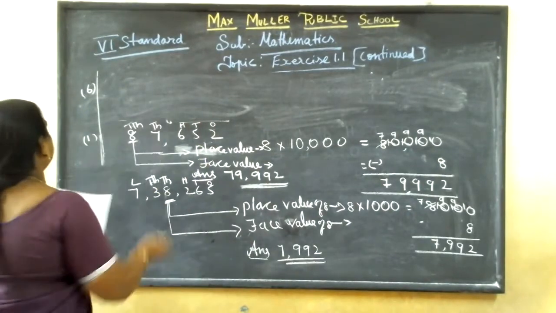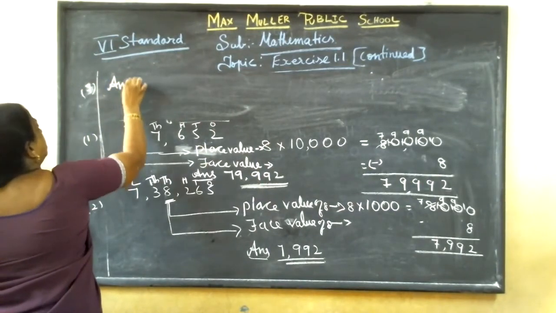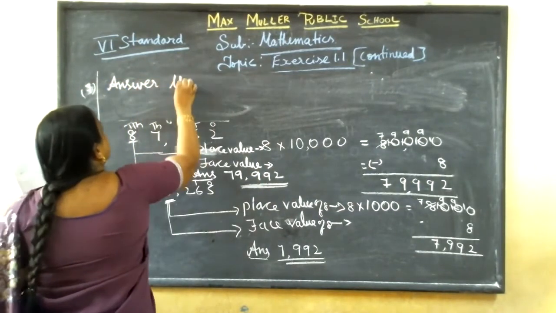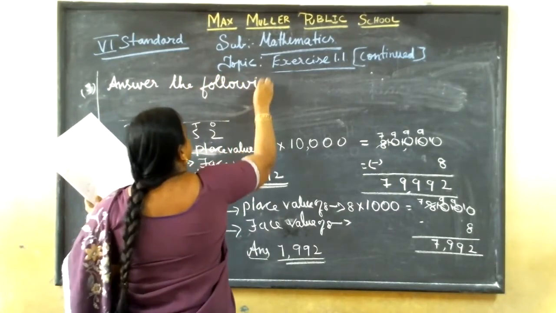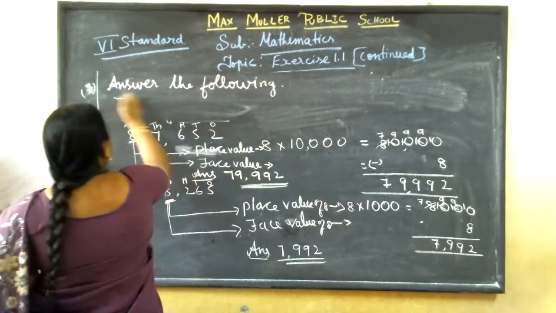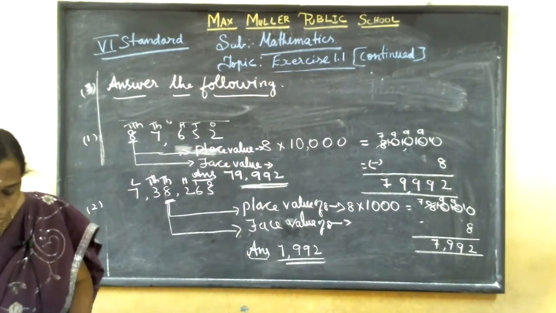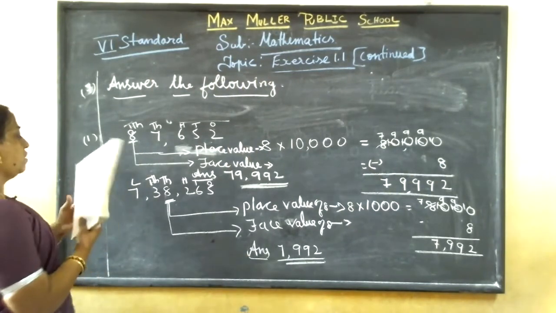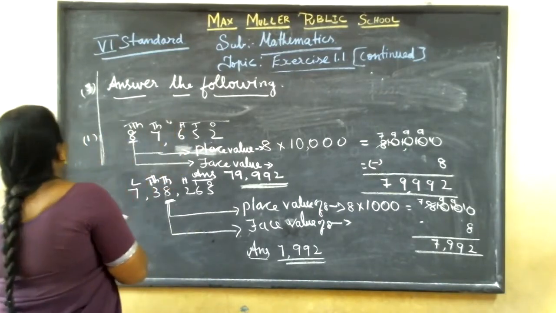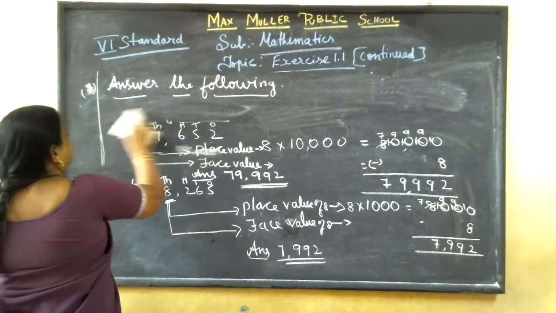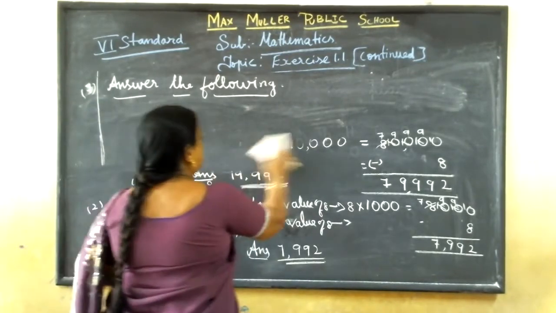Answer the following. Question number 7. Totally 4 questions are there in that main. I'll do all 4 questions. I'll explain how to do all 4 questions to you.